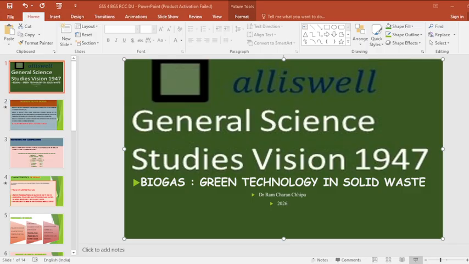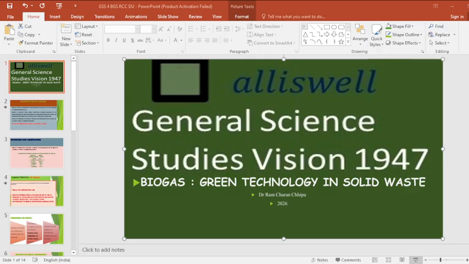Then we have the characteristics. Biogas itself is different from other renewable energies. It is also lighter than air. And here is the ignition temperature. What about the ignition temperature?